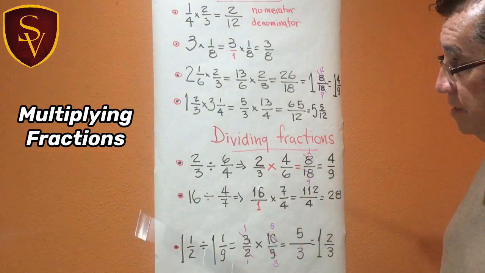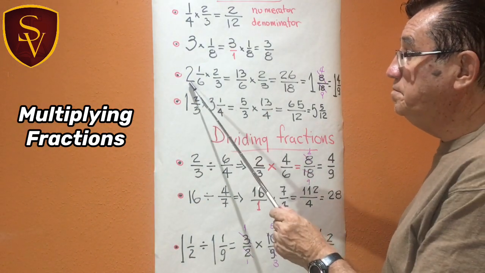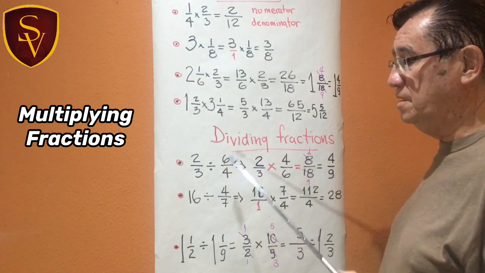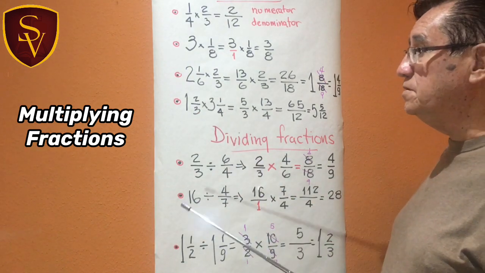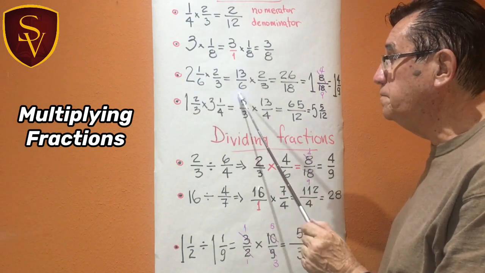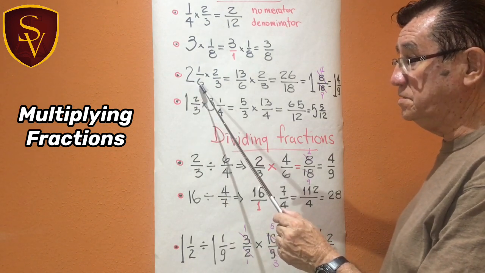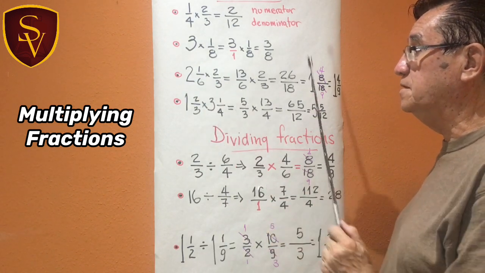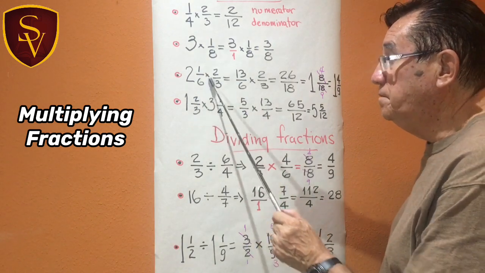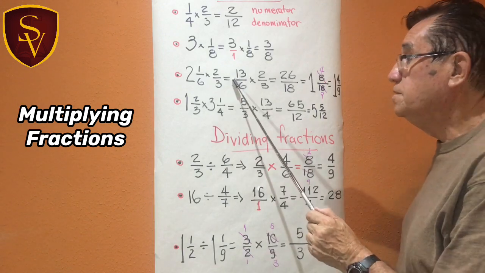Well, there's another example, the multiplication of a mixed number with a fraction. What do we have to do first? We have to change the mixed number into an improper fraction. How do we do that? We multiply 2 times 6, which is 12, plus 1 gives us 13, over 6. So this mixed number becomes an improper fraction, which is 13/6.